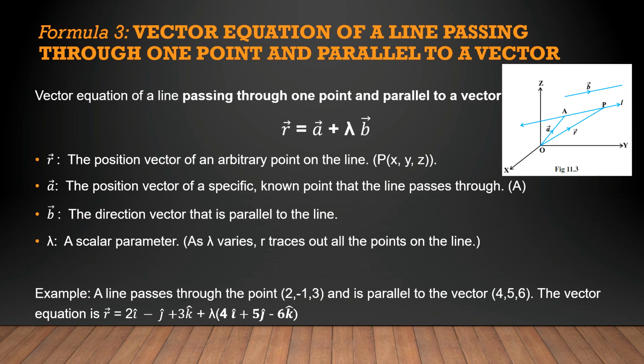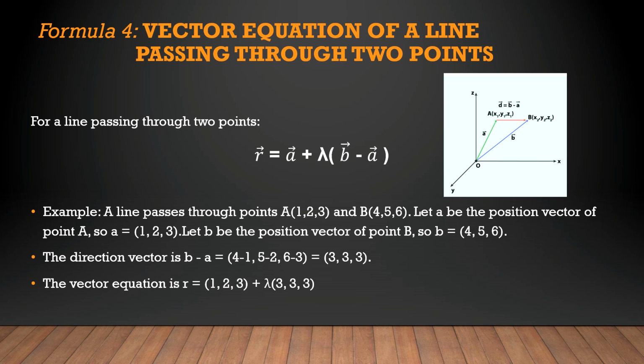As you take different values of lambda, you can get the different points on the line. For example, if I have a line which passes through the point 2, -1, 3 and is parallel to the vector 4, 5, 6, then what will be the equation of the line? It will be r is equal to a plus lambda b, means 2i minus j plus 3k plus lambda into 4i plus 5j minus 6k. Remember over here, i cap, j cap, k cap are the unit vectors in the three directions.